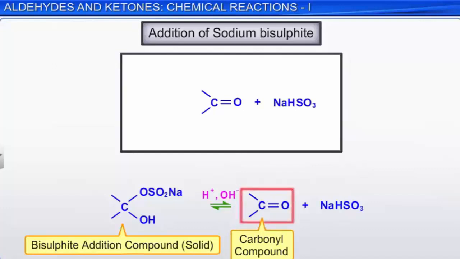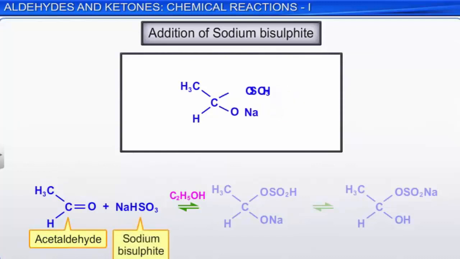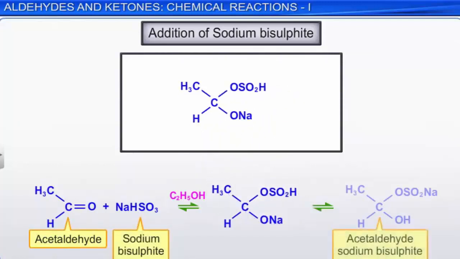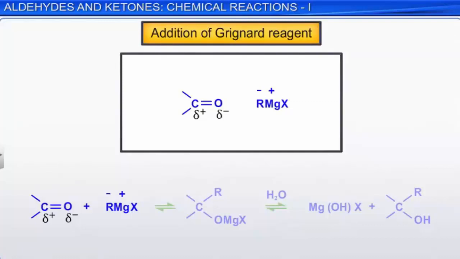For example, acetaldehyde reacts with a saturated solution of sodium bisulfite to give a white crystalline precipitate of acetaldehyde sodium bisulfite. Yet another addition reaction is the addition of a Grignard reagent to the carbonyl group.